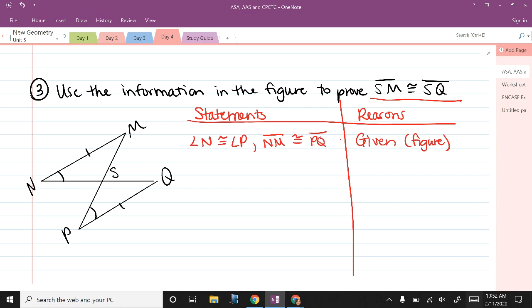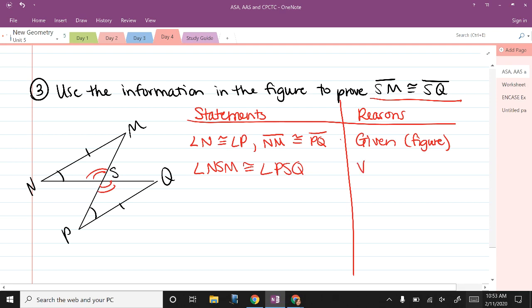Vertical angles, right? So this angle S is congruent to this angle S, right? Since there's more than one angle S, I need to be specific when I name them, using 3 letters instead of just one, right? So that angle S to the left is angle what? NSM is congruent to angle what? PSQ. By what reason? Vertical angles theorem, VAT.